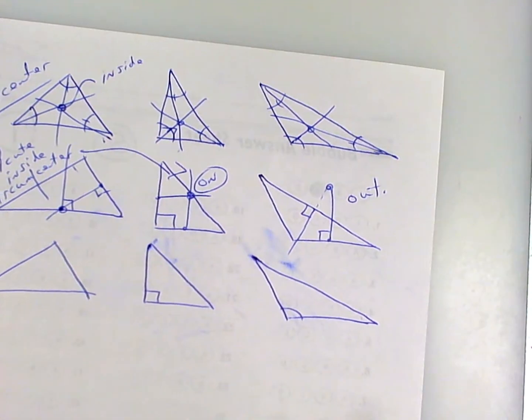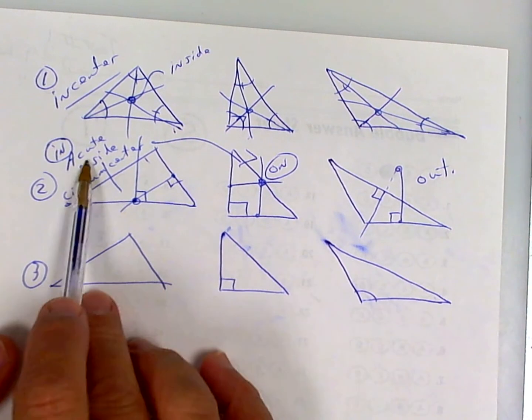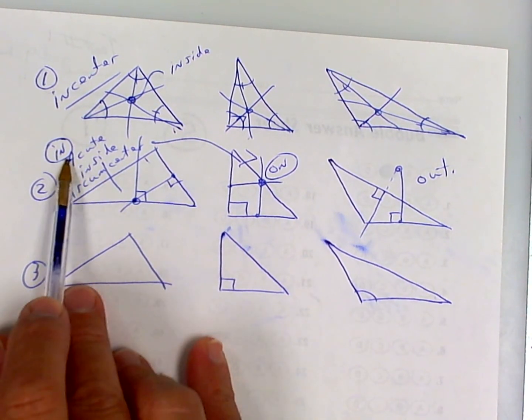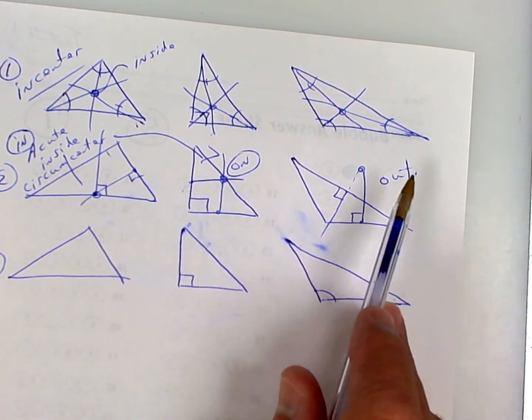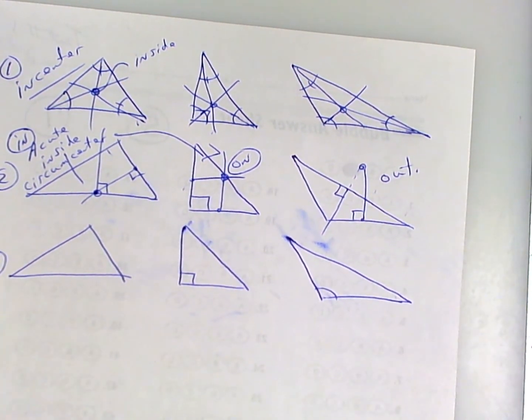Okay? So here are the answers. If it's acute, the circumcenter is inside. If it's a right triangle, it's on it. And if it's obtuse, the circumcenter is outside. In the last one, actually there's two more.